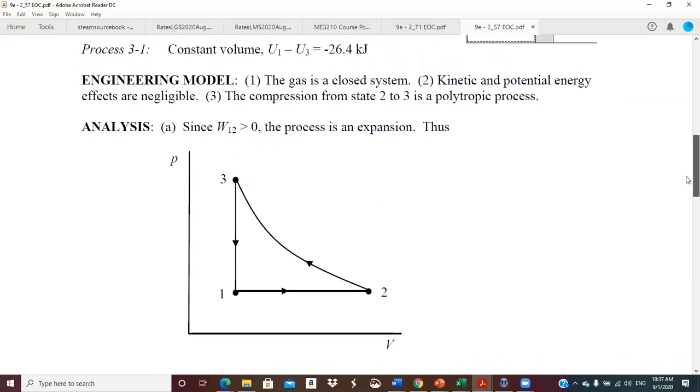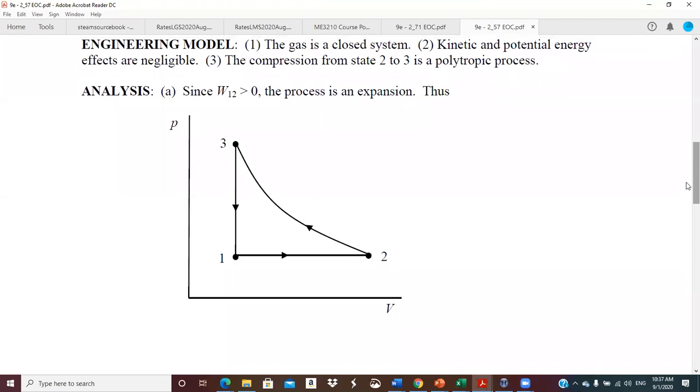Let's see. So analysis 1, he says work 1 to 2 is greater than 0. Now this is back to the actual sign convention on work. So positive work takes energy out of the system, okay? So E2 minus E1, if that's positive, is that right? It's taking energy out of the system. Yeah, okay. So that tells you that V2 has to be greater than V1.